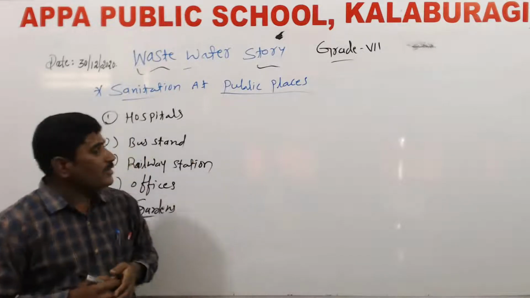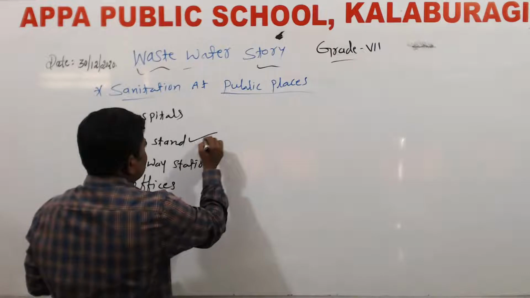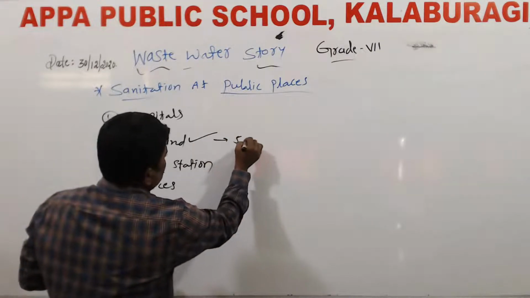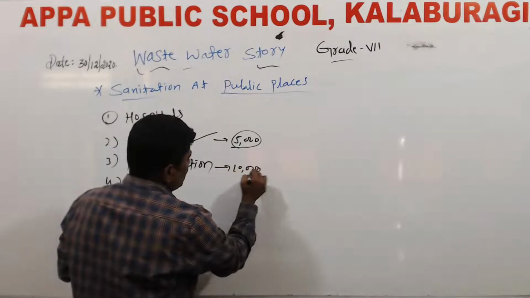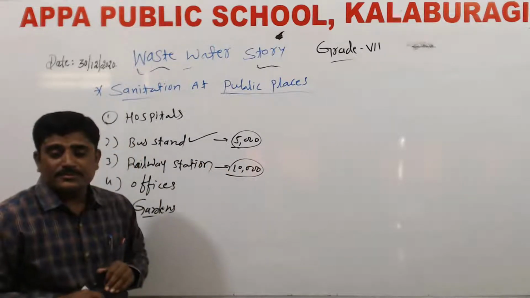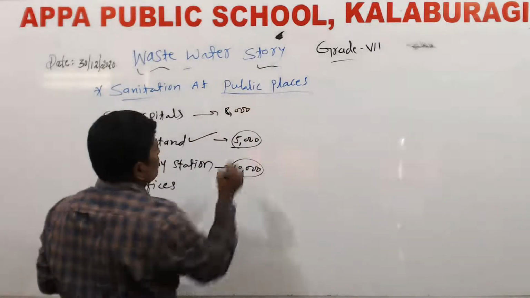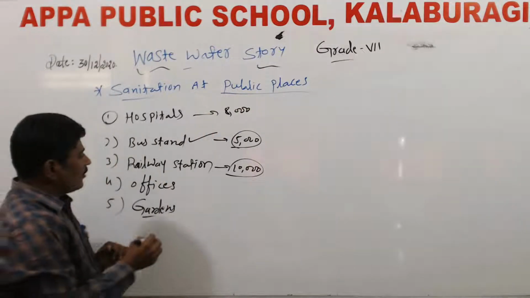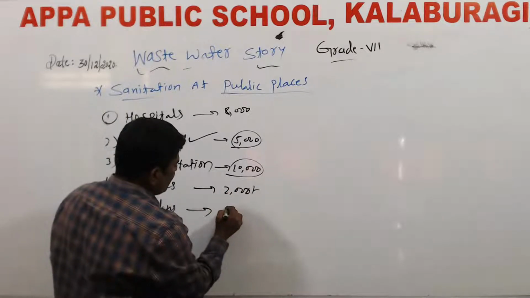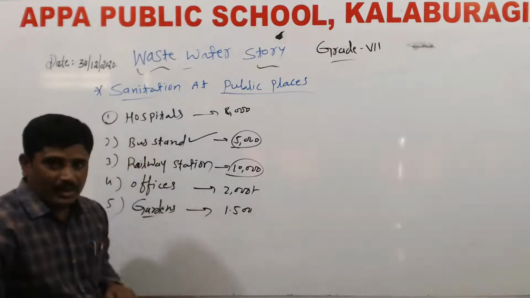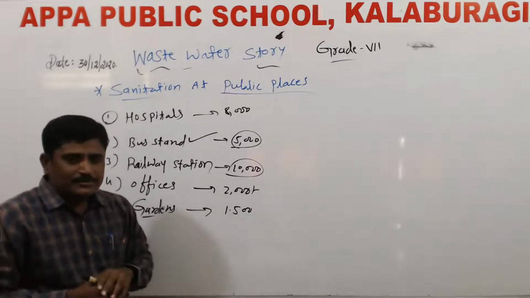How are you going to maintain the cleanliness? What is the heading? Sanitation at public places. Daily more than 5,000 people meet at the bus stand, more than 10,000 at the railway station, and at the hospital more than 8,000. This is imagination, not calculated, approximate. Then offices at least 2,000, gardens at least 1,500 people. Approximate, I am telling you, per day. More than that is there.